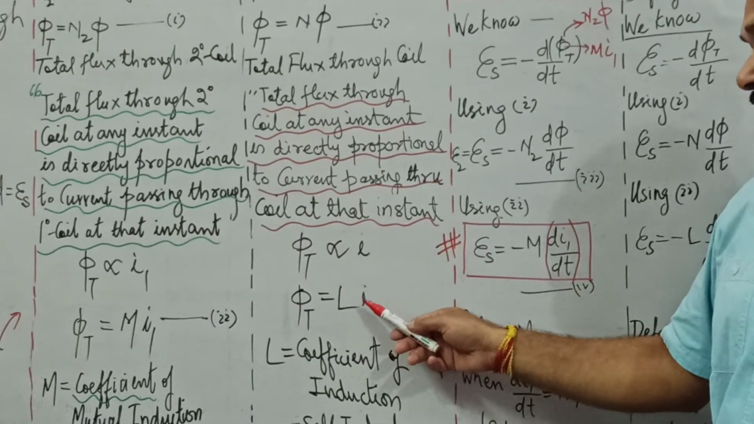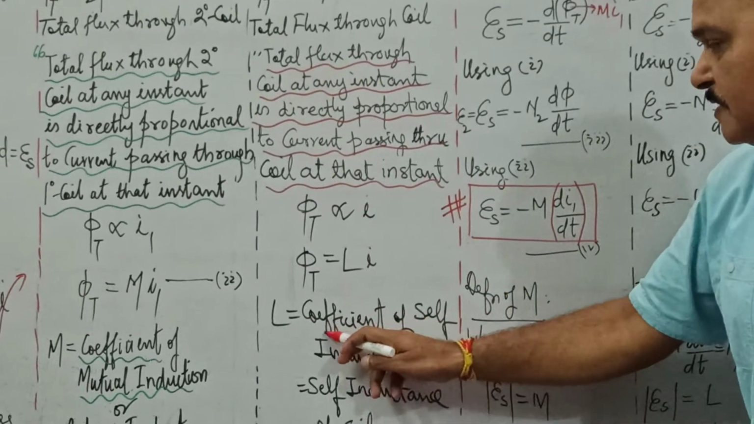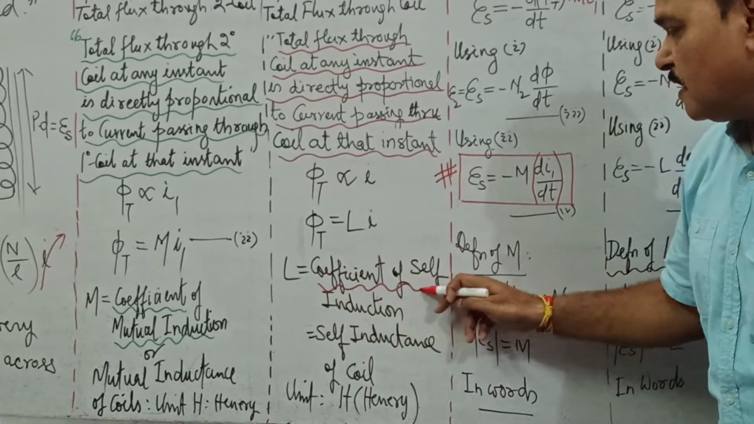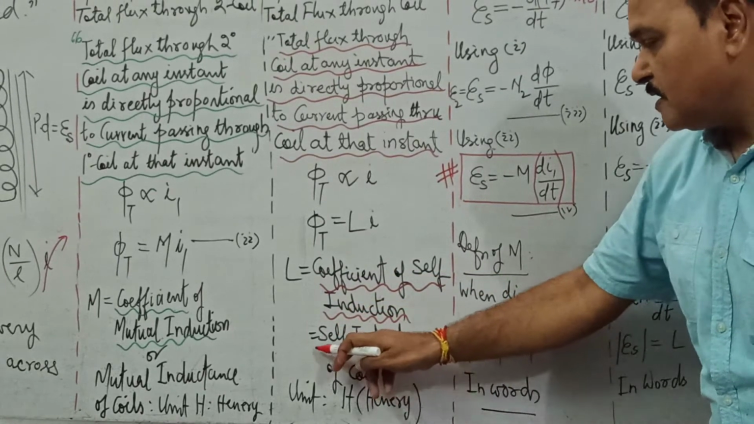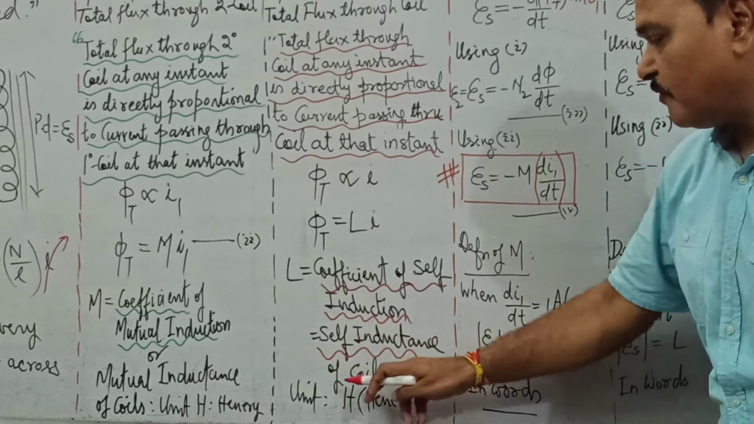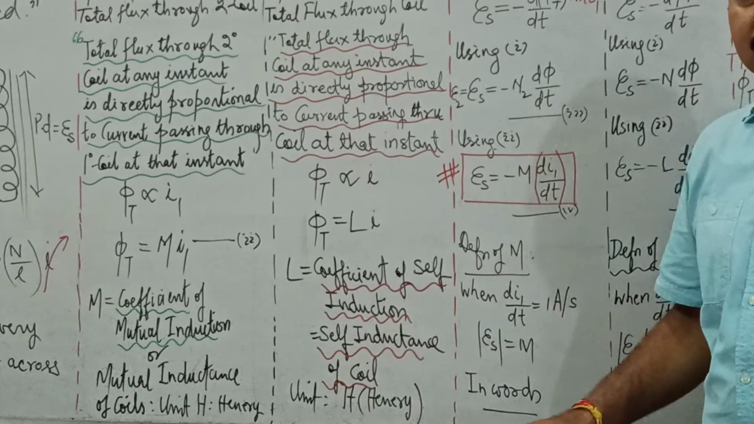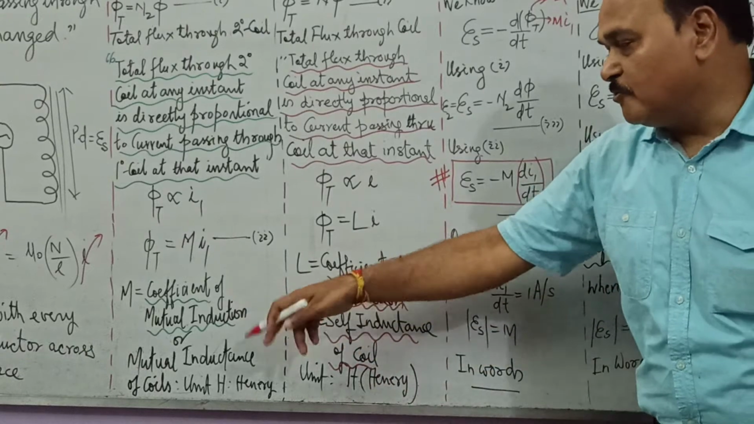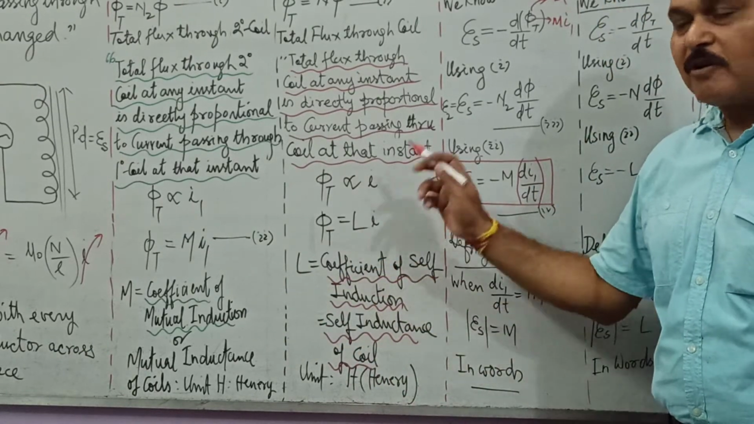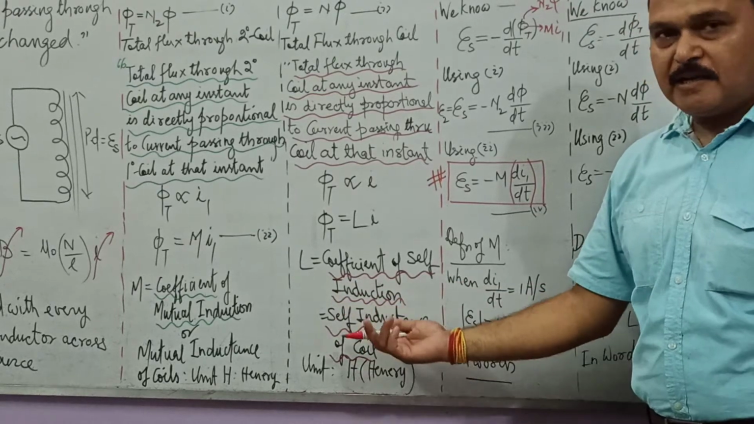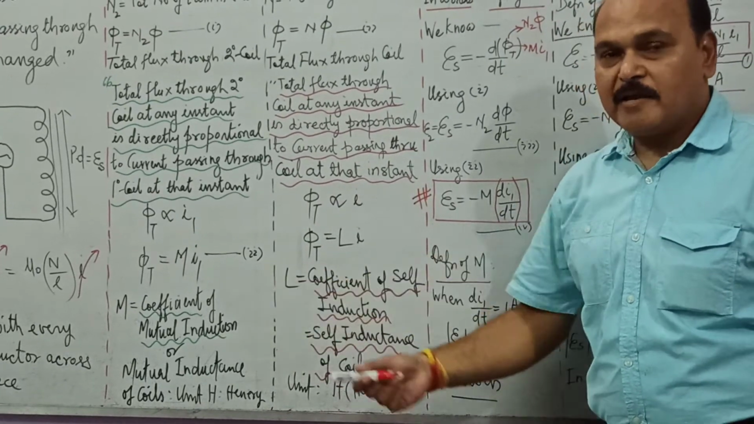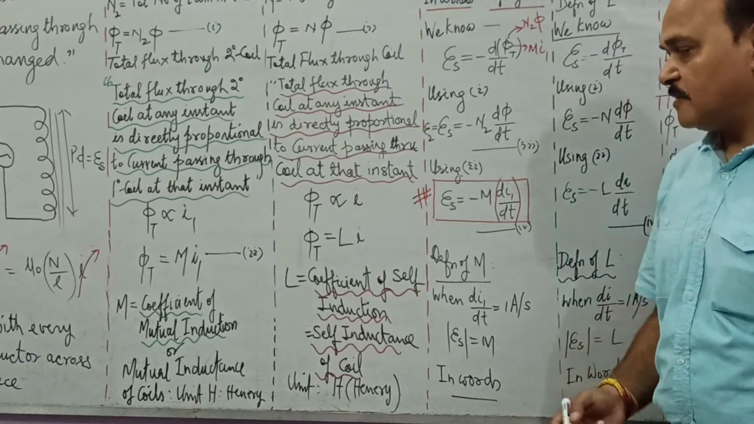If we remove the sign of proportionality, we get a constant. And this constant is called the coefficient of self-induction. Its other name is self-inductance of the coil. So instead of mutual, we use the word self. Rest all remains the same. What is its unit? Its unit is again Henry, same as the unit of M. Henry is the SI unit.